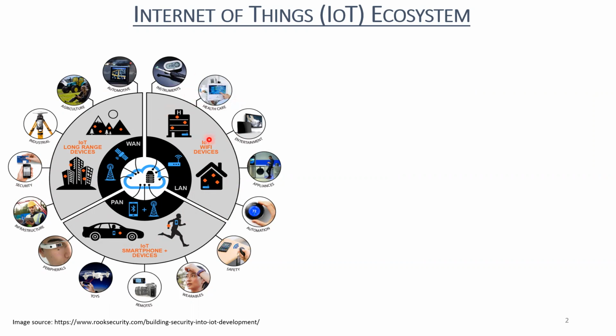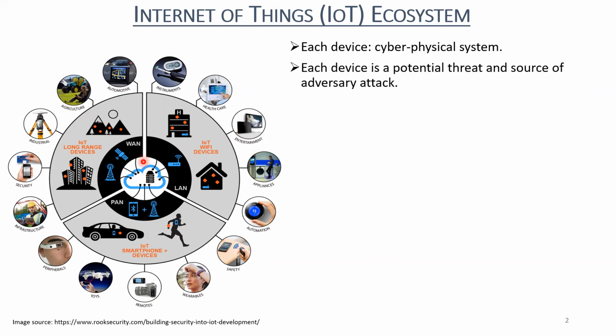All these IoT devices connected to the internet form a part of the cyber physical system. Each of these devices, such as your smart home appliances and your mobile phones, are also known as cyber physical systems since they are connected to the internet. And since they are connected to each other, each of them could be a potential source of threat or adversary attack. So what exactly are adversary attacks? What are those potential threats or security vulnerabilities?